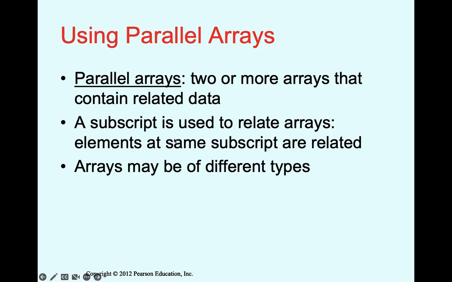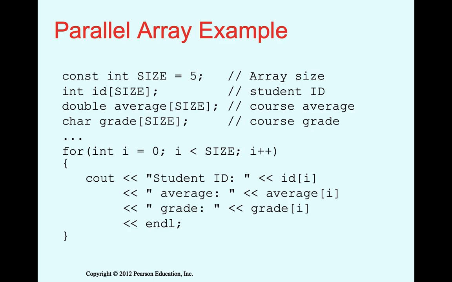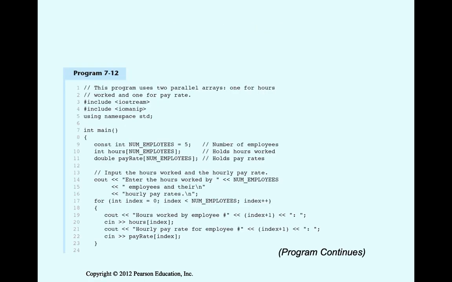to use two or more arrays that contain related data. We use the subscript or the index to know the elements that are related to each other. And arrays may be different in data types. For example, here we have an array for the IDs of type integer, an array for the average of type double, an array for the grades. So at index 0, it's for some student. At index 1, these three values are for a different student, and so on.